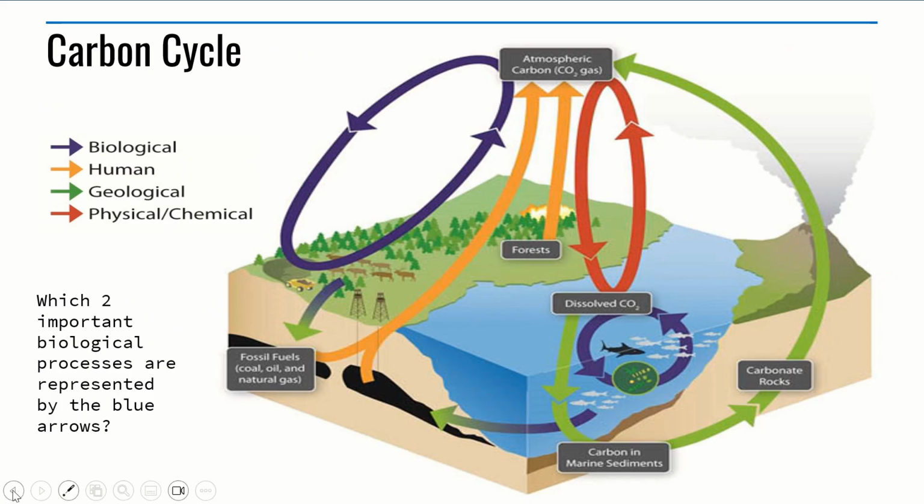So if we go back to this diagram as well, we have photosynthesis going on up here, and then we have cellular respiration going on this side to release the CO2 back to the atmosphere. So I'm going to stop here. I'm going to make a separate video then for the nitrogen cycle and the phosphorus cycle.